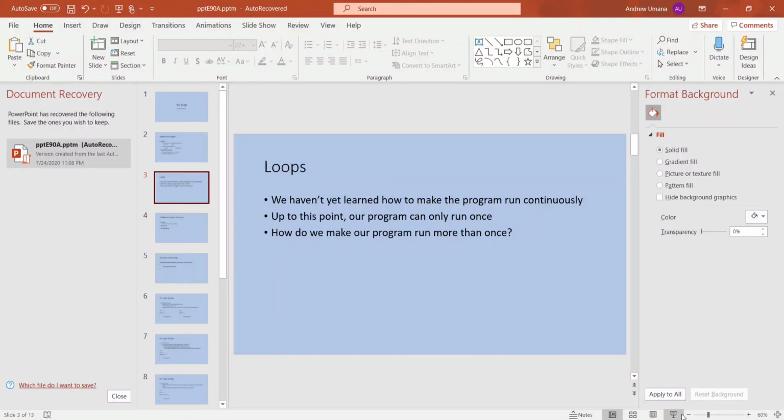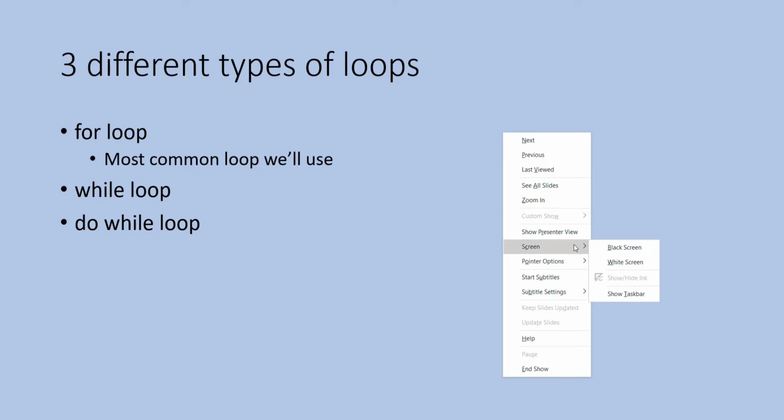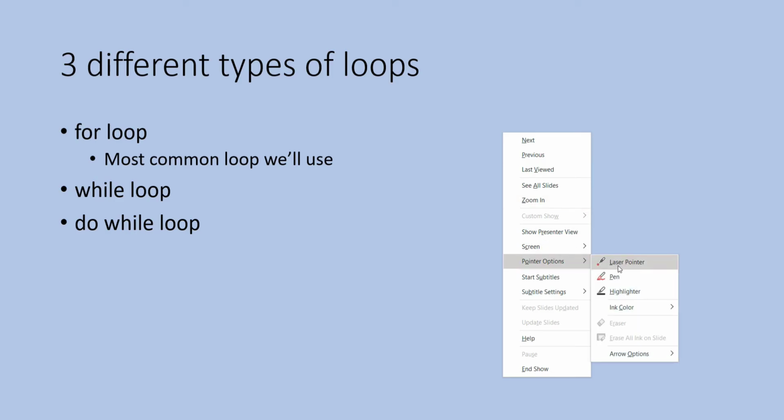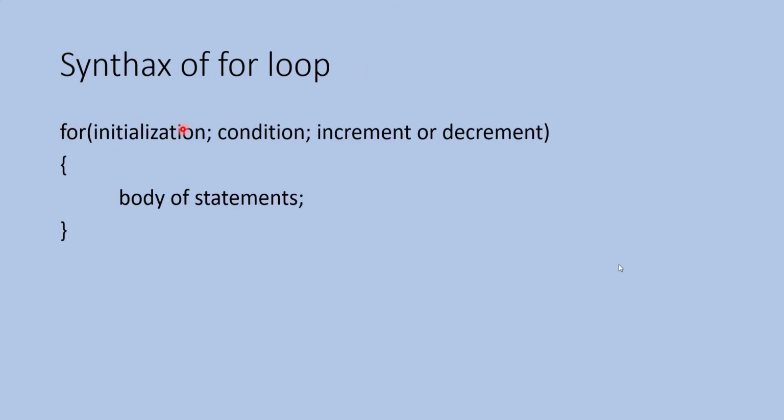All right. So there are 3 different types of loops: the for loop, the while loop, and the do while loop. The for loop is going to be the most common that we use. The while loop is just a similar version of the for loop. The syntax is different, and these two are more for niche situations. The for loop is definitely the one that we will use the most.